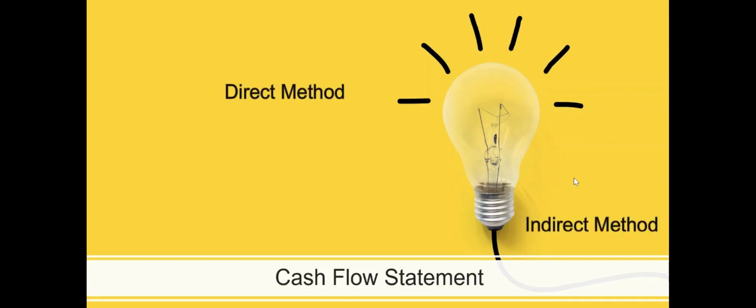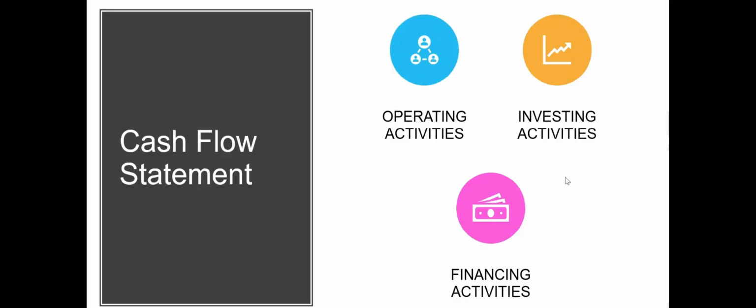Regardless of the method, the cash flow statement has to be prepared based on three main activities. So the cash flow statement has three main components. What are those? The first one is the operating activities. The second one is investing activities. The third one is financing activities. So we should identify the cash flows from these three activities.